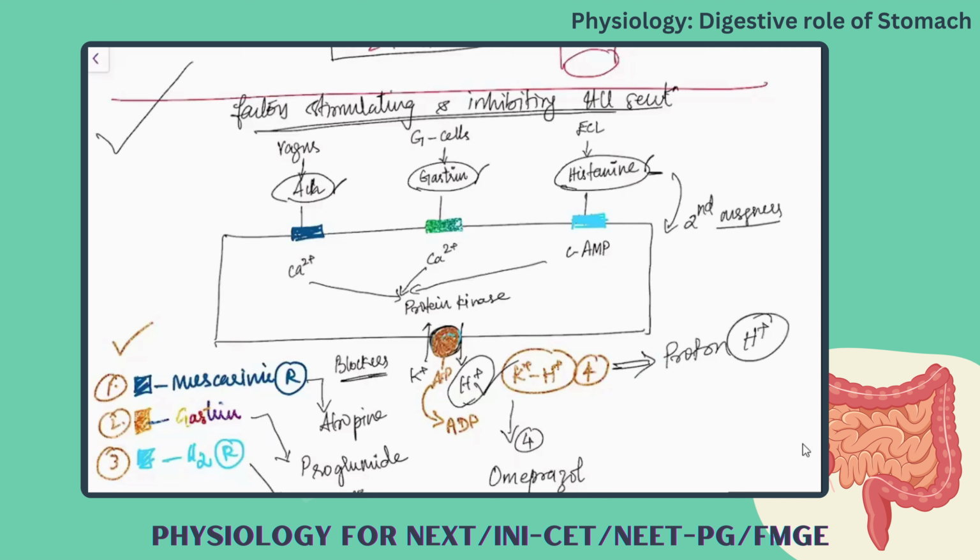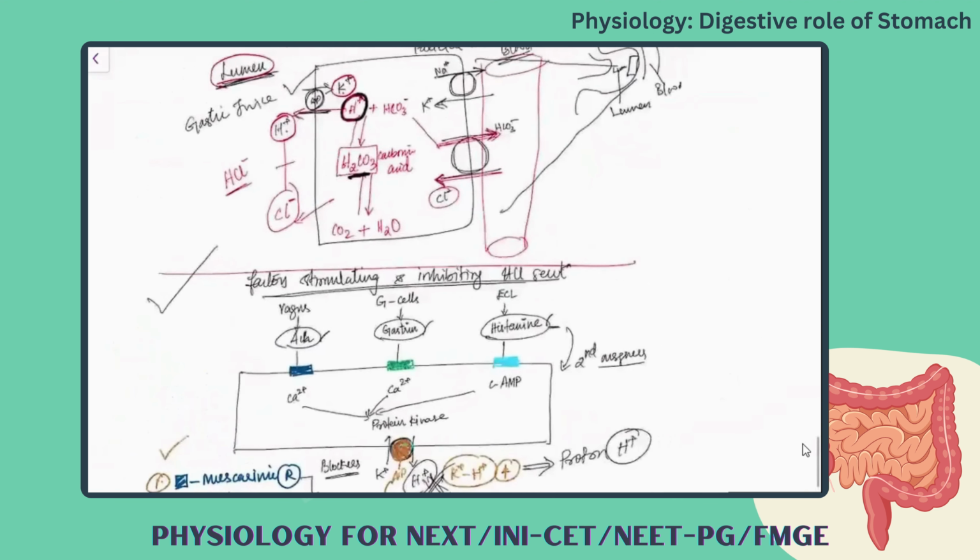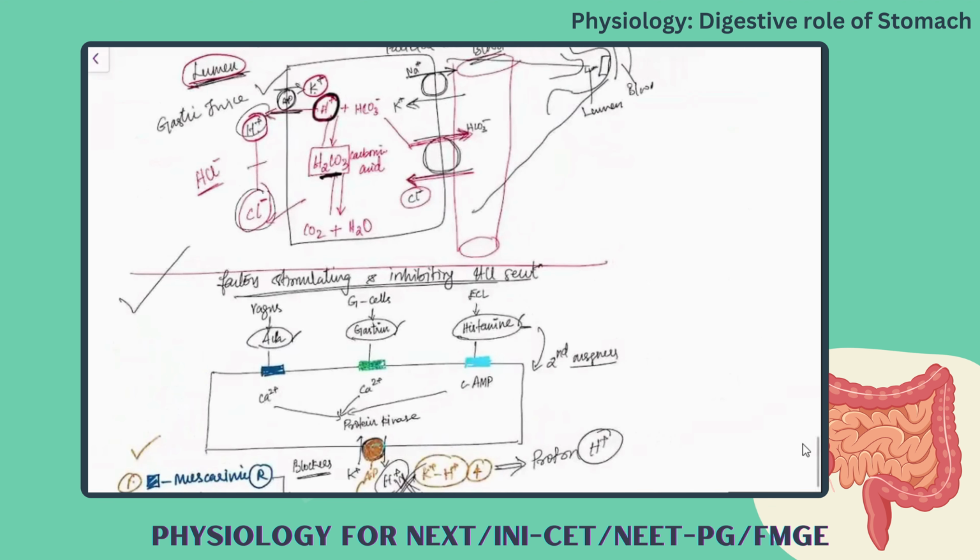Yes or no? This proton pump inhibitor, as the name suggests, is going to inhibit the release of HCl into the lumen. HCl is formed in the lumen, not in the parietal cell. If the cell is not releasing the H plus, just chloride will be in circulation. No H plus for this chloride to go and join and form the HCl.